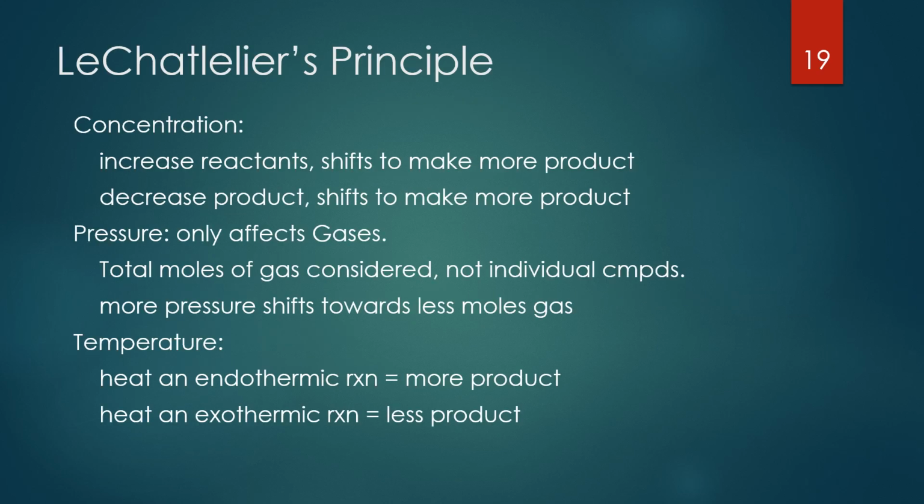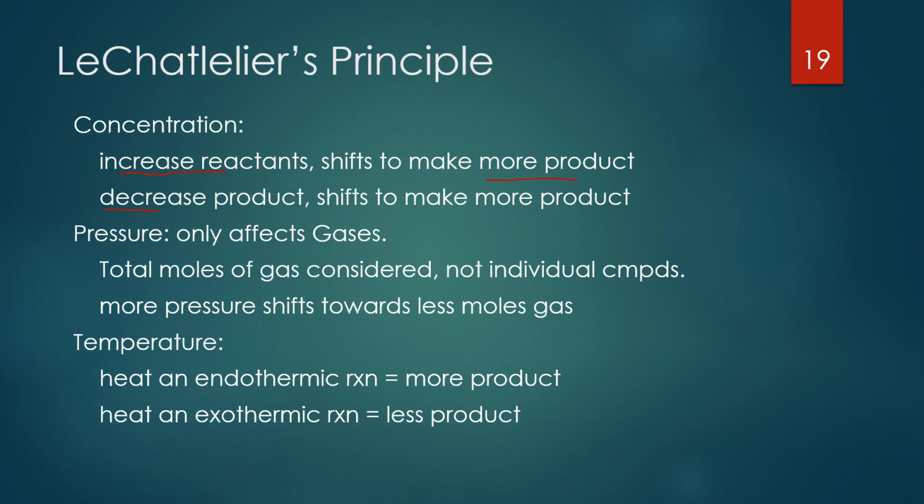For concentration, the general rules are if you increase the reactants, you're going to shift to make more product. Why is this? Well, if I'm adding more reactants, I disturb that equilibrium. I gave more of something, more reactant. If I give more reactant, that reaction is going to try to get rid of the excess that I added. In order to get rid of the excess, it's going to move towards the products, because if it forms more products, it's going to use up that excess reactant that I put in the flask.